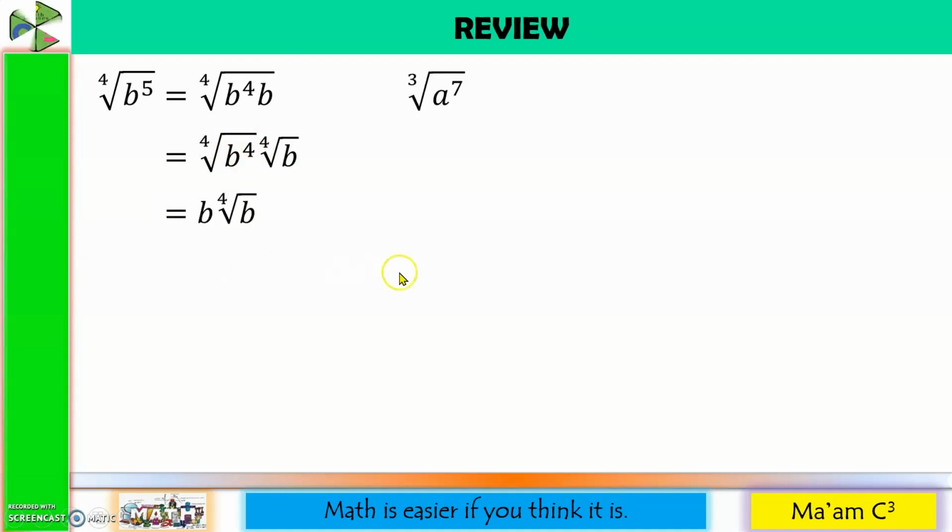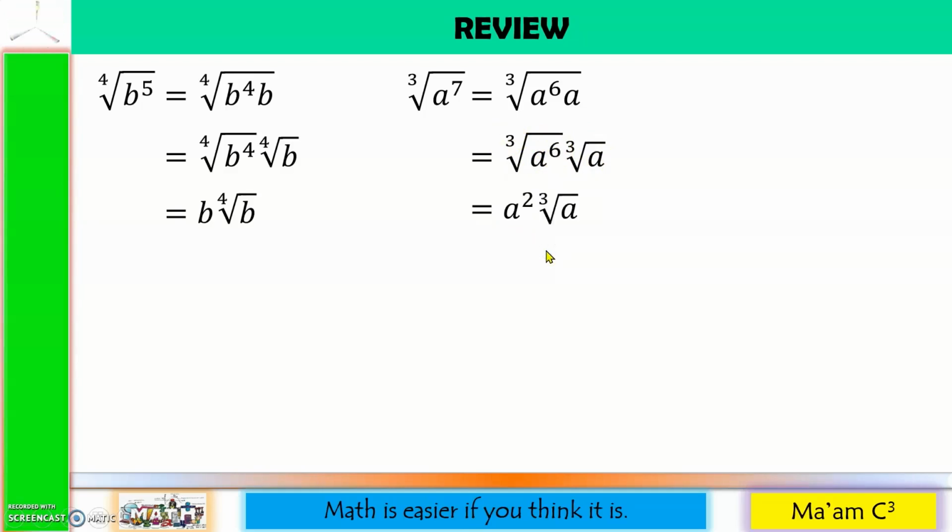Let's have another one. Cube root of a to the 7. This can be expressed as cube root of a to the 6 times a. And can be further expressed as cube root of a to the 6 times cube root of a. Now, 6 divided by 3 is 2. So we have a squared cube root of a.